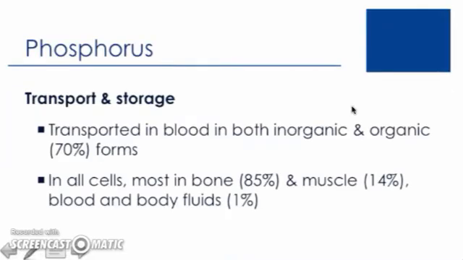As it relates to the transport and storage of phosphorus, it's going to primarily be transported in the blood as free phosphorus, so that's the inorganic free form, or complexed to an organic compound. We see that the storage of phosphorus is going to occur primarily in the bone, so 85% of the body's phosphorus will be in bone, and this is also similar to calcium. We saw that the majority of body calcium is stored in bone. Also, we see some phosphorus within the muscle and also in the blood and other body fluids.